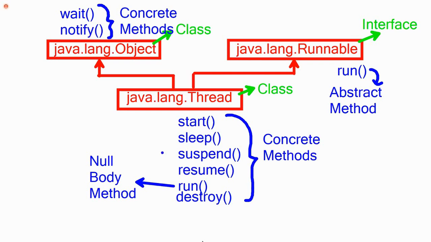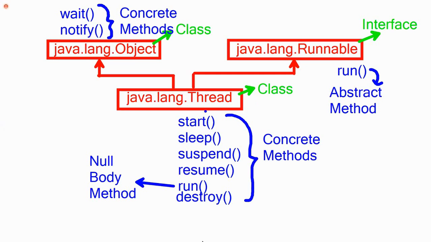Is it over? So the Object class contains the wait and notify methods. The Runnable interface contains the run method that is overridden in the Thread class. But it is given as a null body method. Why they gave a null body method is to write the child thread task code. This method only is useful. The child thread task code we have to write here only. I'll explain in the programming.